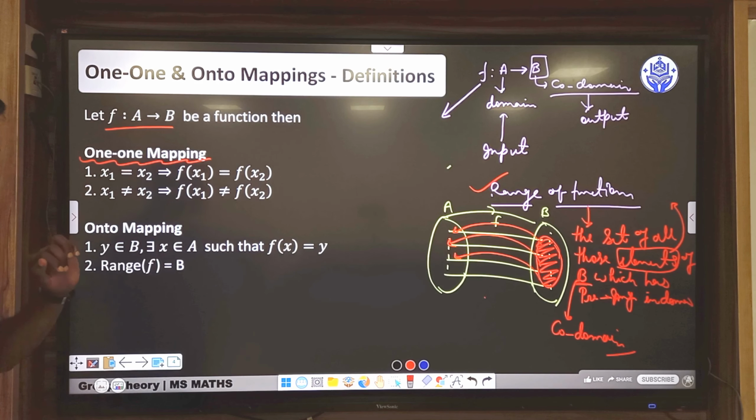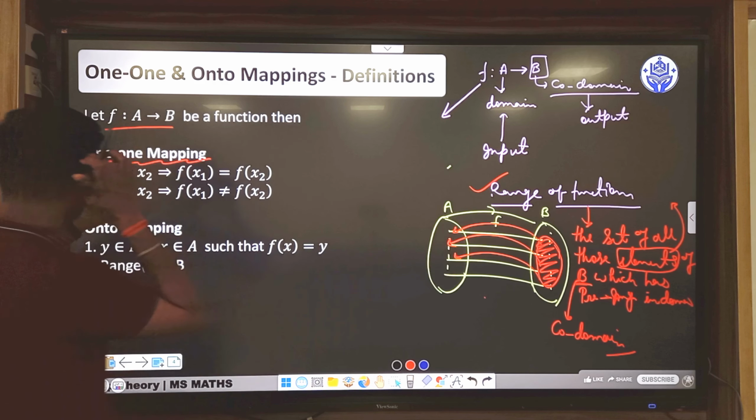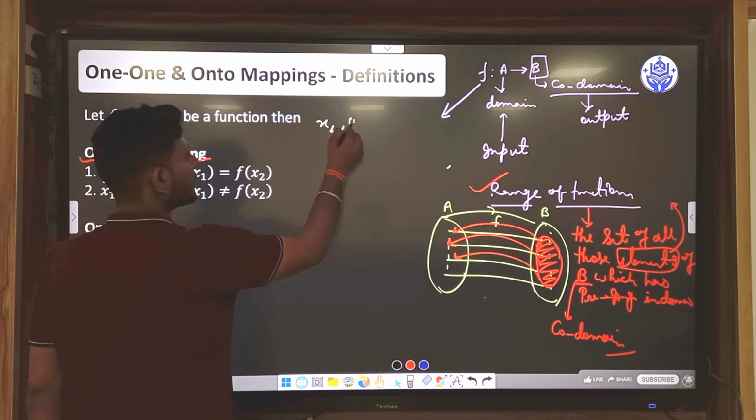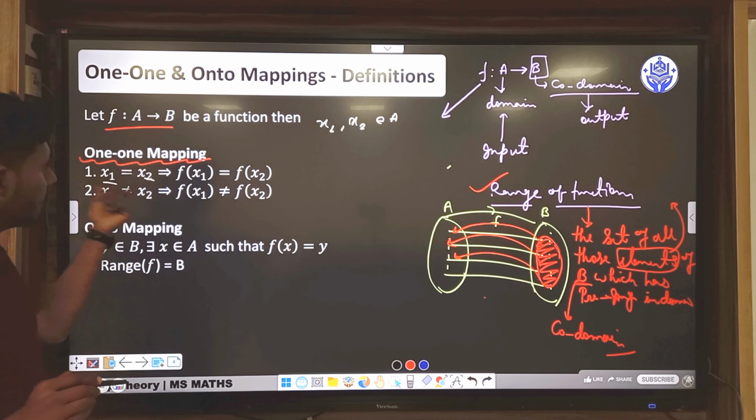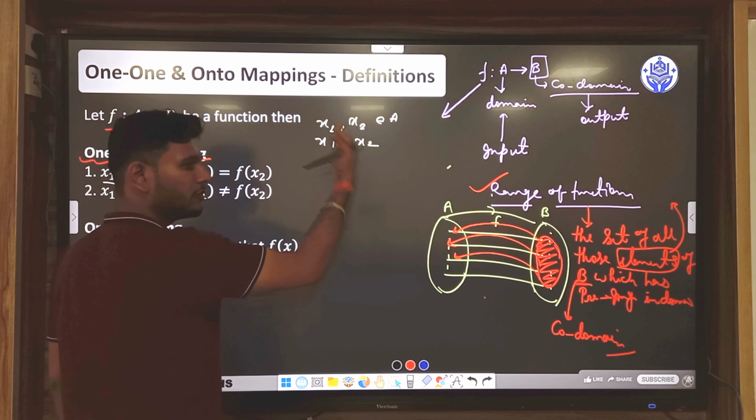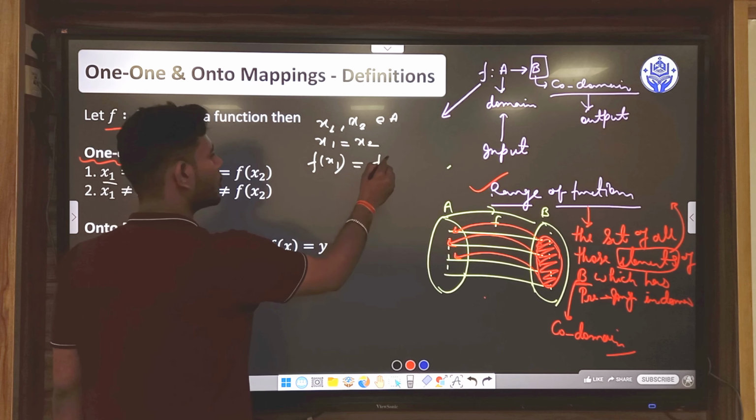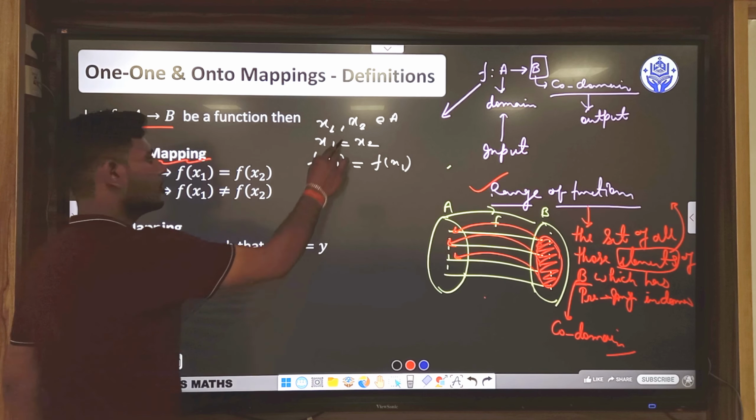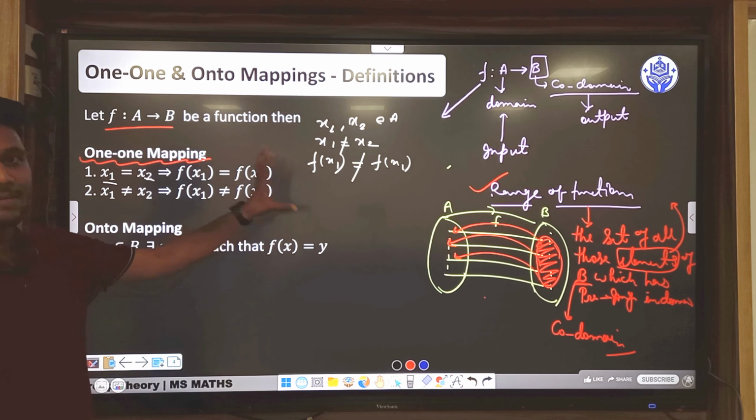There are two properties. It says that if you are taking any x from A, let's say x1 and x2 belonging to the domain, it means these are my inputs. If these both are equal, let's say x1 is equal to x2, then the function values of these should also be equal. If these both are not equal, then the function values should also not be equal. Okay, this is the concept of one-one function.